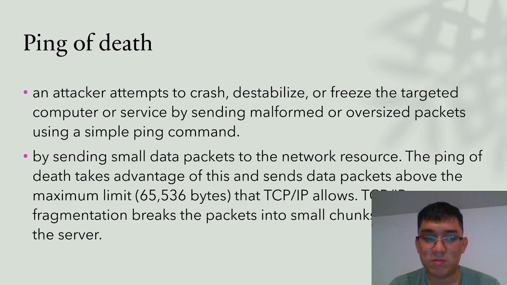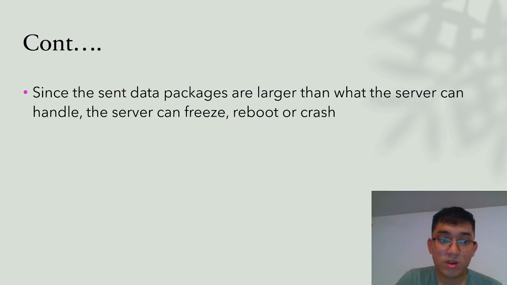Now, this method works by sending small data packets to the network resources. The ping of death takes advantage of this and sends data packets above the maximum limit, which here is 65,536 bytes, that TCP/IP allows. TCP/IP fragmentation breaks the packet into small chunks that are sent to the server. Since the sent data packets are larger than what the server can handle, the server will freeze, reboot, or crash.